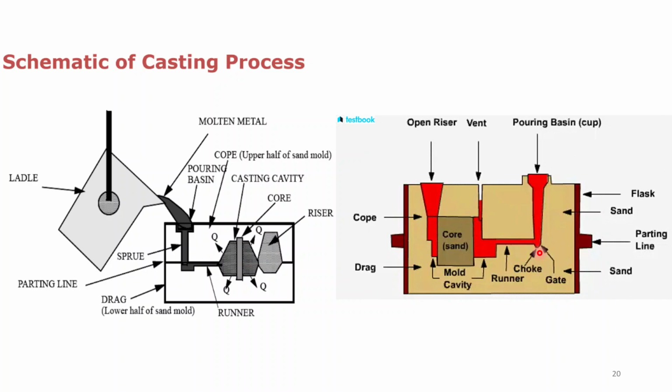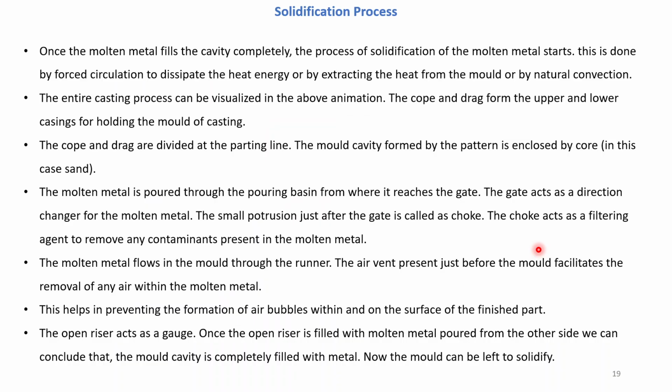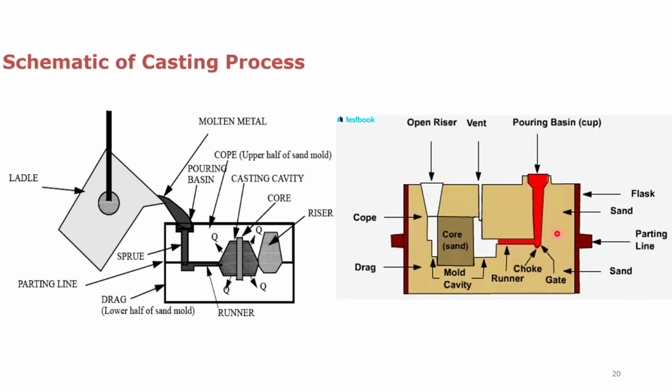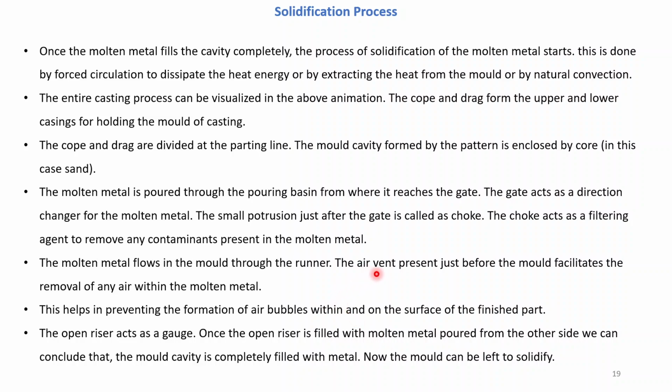And this choke acts as a filtering agent to remove any contaminants present in the molten metal. And the molten metal flows in the mold through the runner. Runner is this horizontal part. So the molten metal goes through the runner, and the air vent present just before the mold facilitates the removal of any air within the molten metal, and this helps in preventing the formation of air bubbles within and on the surface of the finished part.